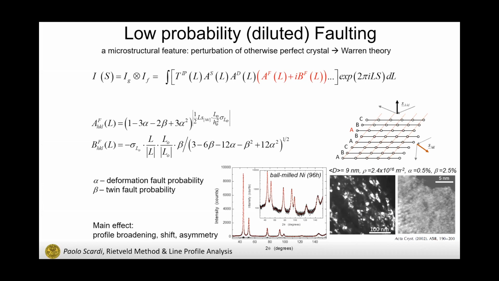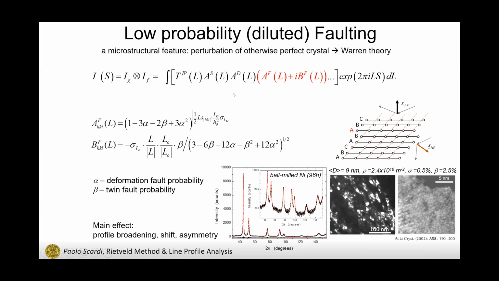And in addition to the domain sizes of the order of 9 nanometers, you see in the dark field TEM picture we can spot some twin faults, and indeed the probability in this case was in the order of 2-3%, whereas deformation faults were basically absent. Okay, this is the only way you can deal with faulting within the WPPM approach, which is, in my opinion, quite limited.